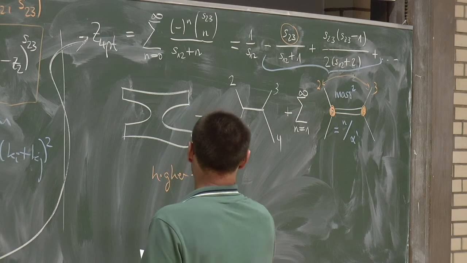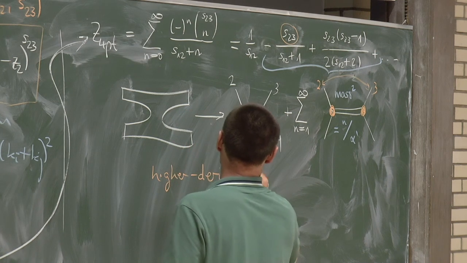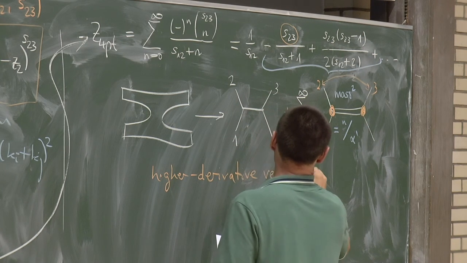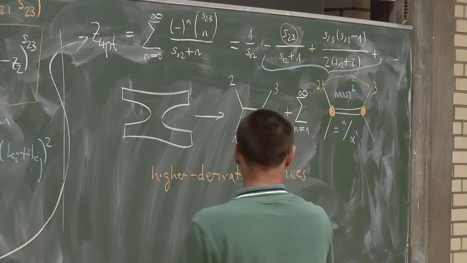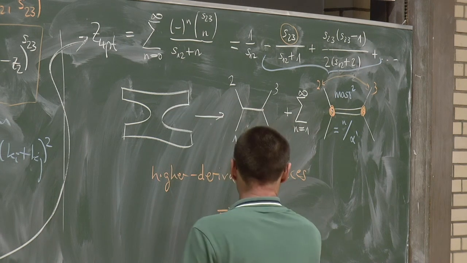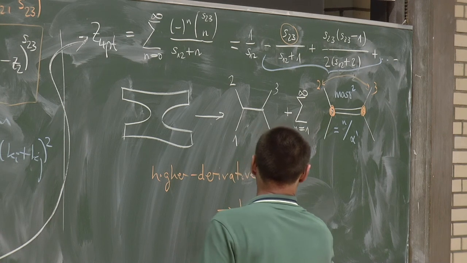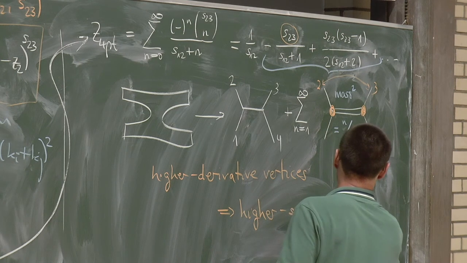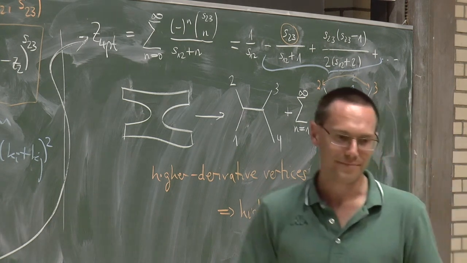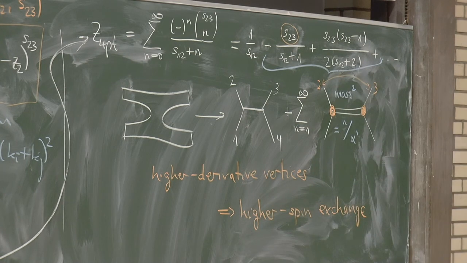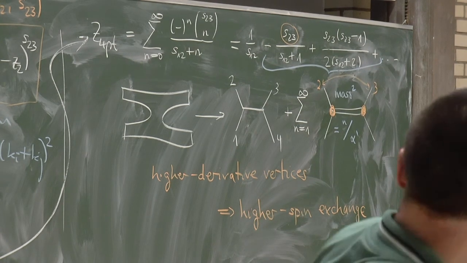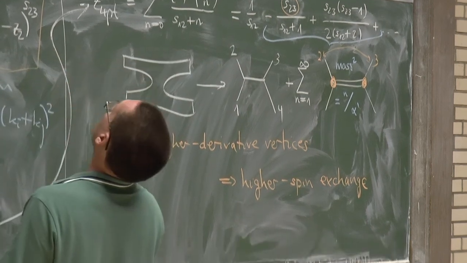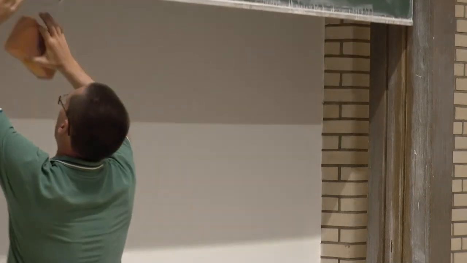So schematically, the kind of higher derivative vertices that you can read off from the residues of the poles in S12 signal that there's higher spin exchange going on. Okay, so this is one interesting way of looking at this intro example, but let me also offer a complementary viewpoint.